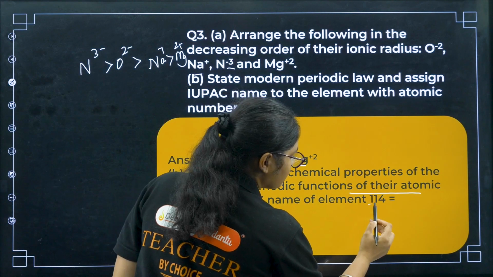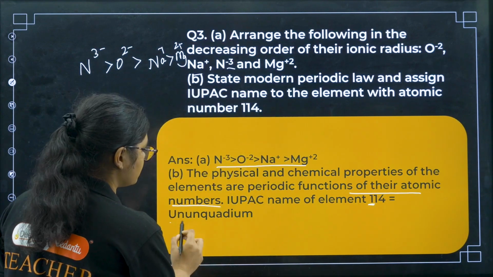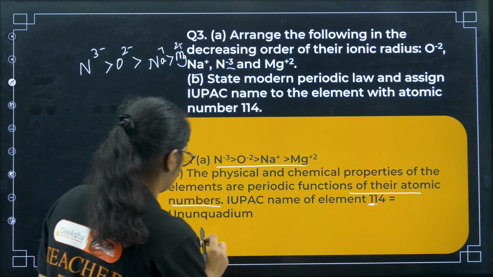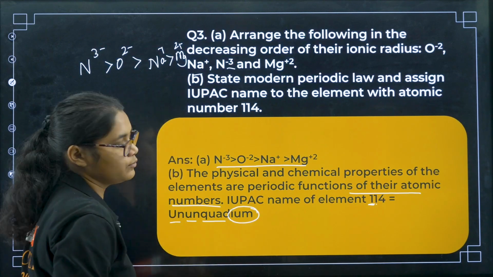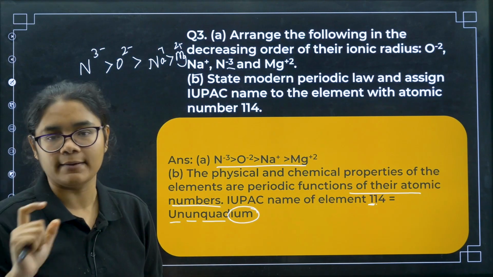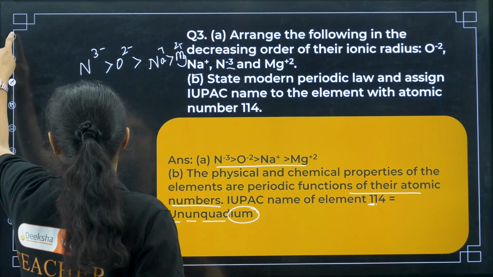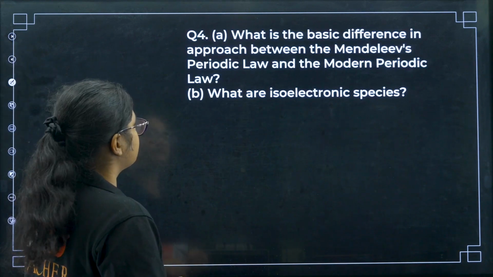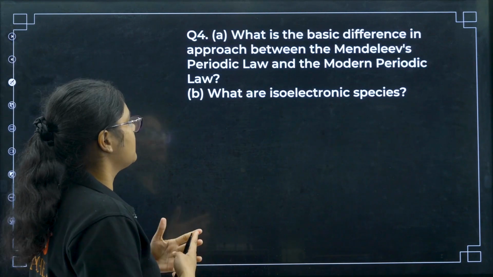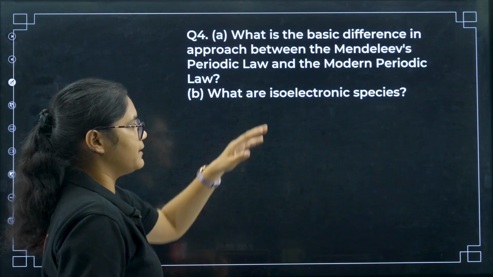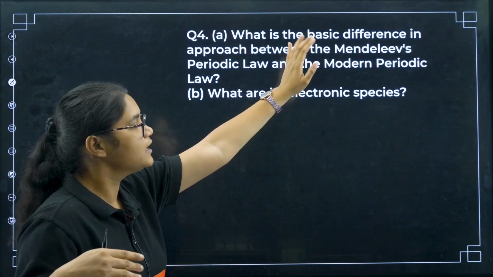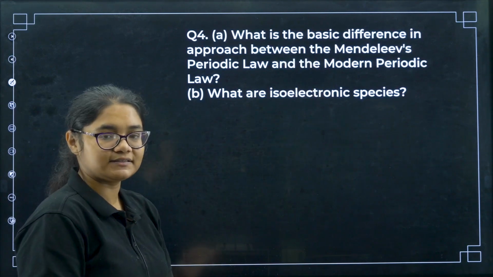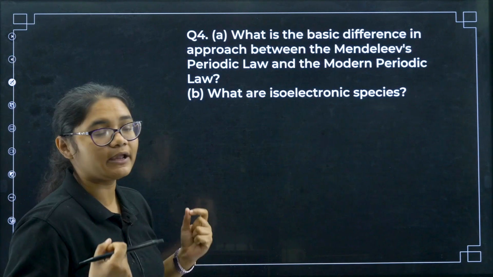Next, for one we have to use un, right? For another one, another un, then for 4 it is quad, and the ending should be ium. So unquadium, clear? Next, question number 4. What is the basic difference in approach between Mendeleev's and the modern periodic table? Mendeleev says that the properties are the periodic function of the atomic masses, whereas the modern periodic table says that they are the periodic functions of the atomic numbers.